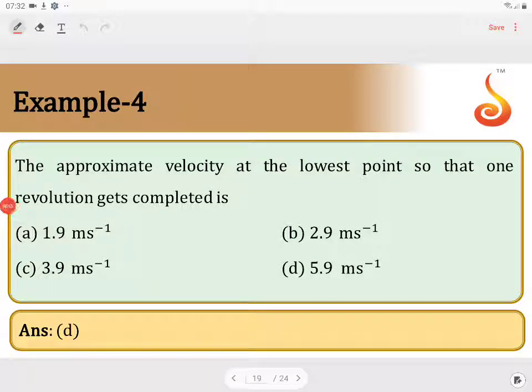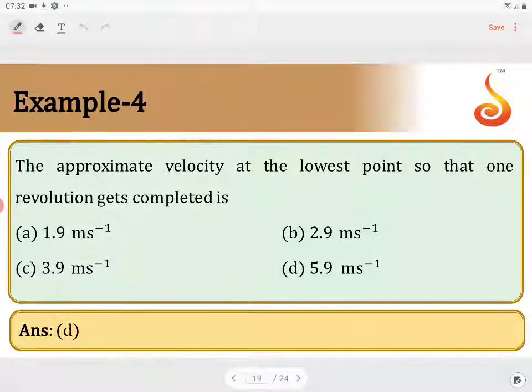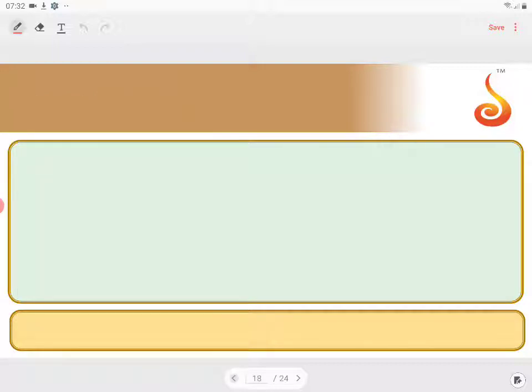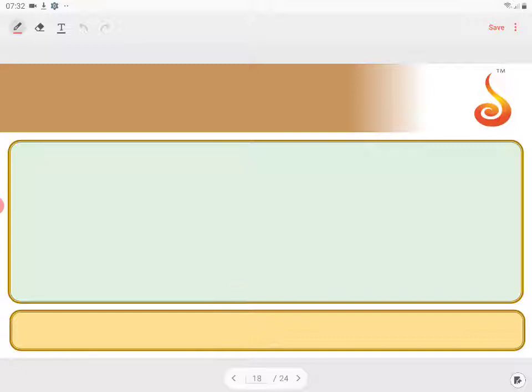The approximate velocity at the lowest point so that one revolution gets completed is... So we have already found the minimum velocity required at the highest point to complete one revolution, that is 2.4 meters per second. Now, to get the minimum velocity required at the lowest point, we just apply the law of conservation of energy.